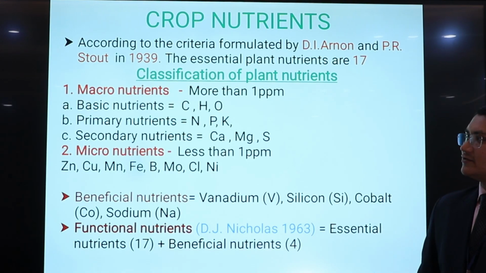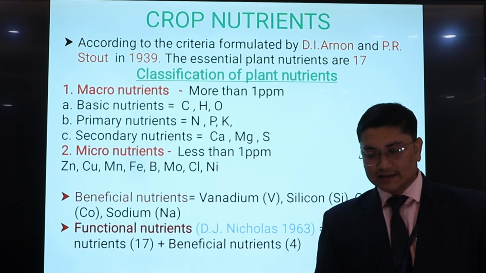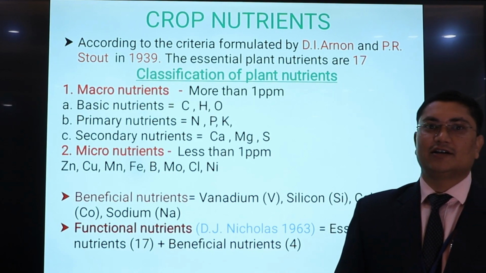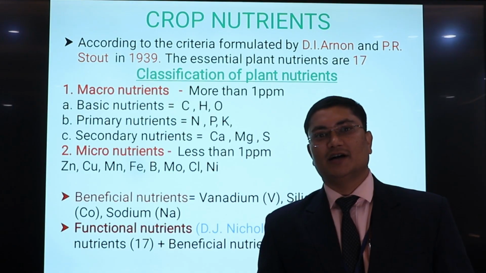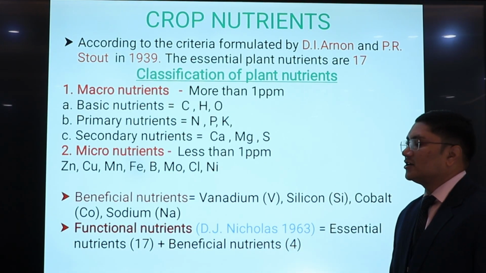Then for secondary nutrients we have calcium, magnesium and sulfur. These are the secondary nutrients which play a vital role in the growth and development of the plant, and we can provide them artificially and create them artificially too.